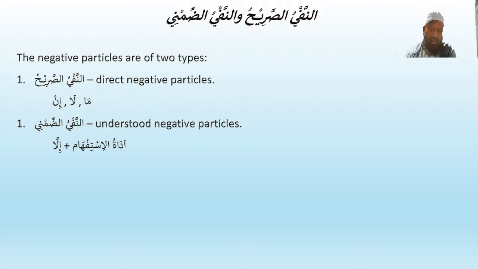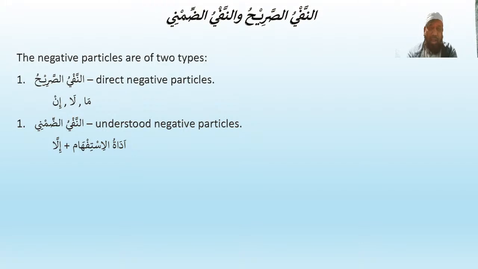But those days, those lessons, we did not go into more depth. That time we didn't need this. Now we need this. The negative particles are of two types. One is called an-nafyu sarihu, which is direct negative particles. Sarih means clear, open, direct. Nothing hidden. So they are called an-nafyu sarih.